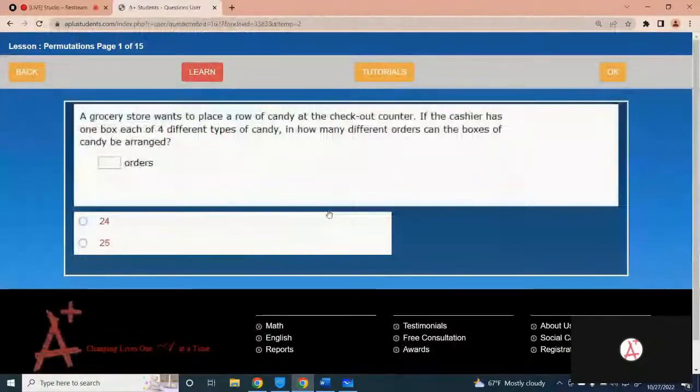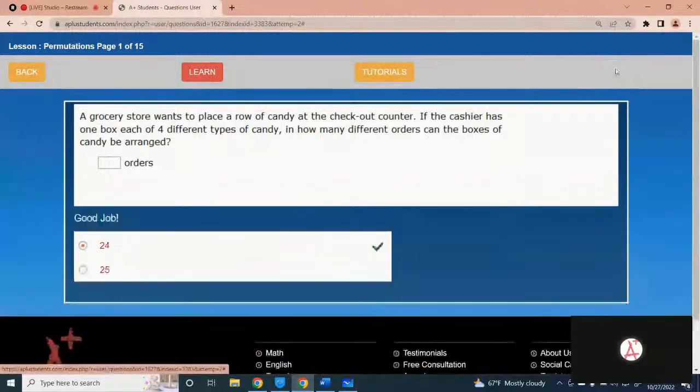Okay, a grocery store wants to place a row of candy at the checkout counter. That's the one we just did in the tutorial. If the cashier has one box each of four different types of candy, in how many different orders can the boxes of candy be arranged? So you have four options. So four times three times two times one is 24. Got it? Just select the correct option and then click on the OK button.